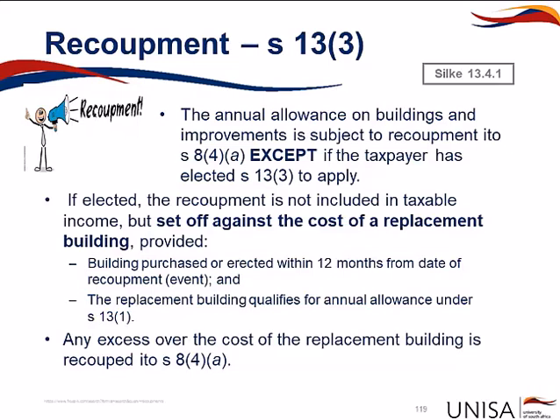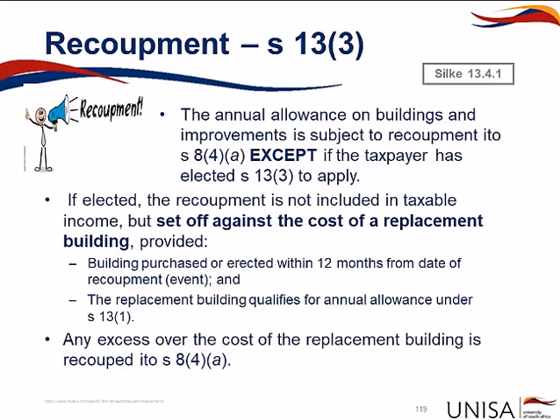Now you might remember when we did immovable property, we touched on the recoupment in terms of section 13(3). In section 13, we're allowed an annual allowance on the buildings and improvements subject to the recoupment in terms of section 8(4)(a), except if the taxpayer has elected section 13(3). If they've elected section 13(3) to apply, that recoupment will not be included in taxable income but will be set off the cost of a replacement building that qualifies for a section 13 allowance.